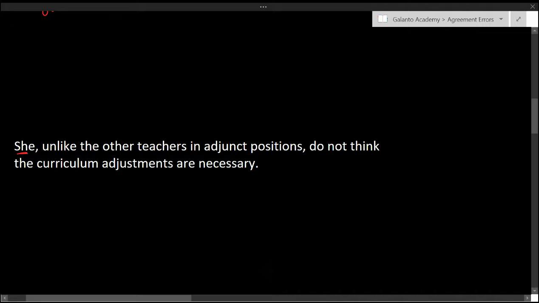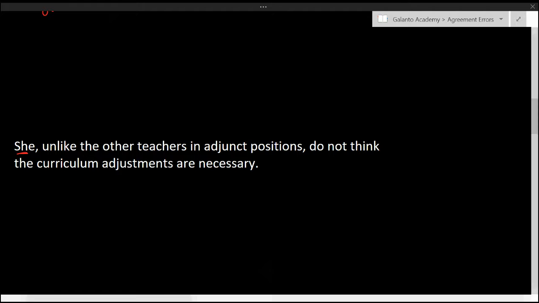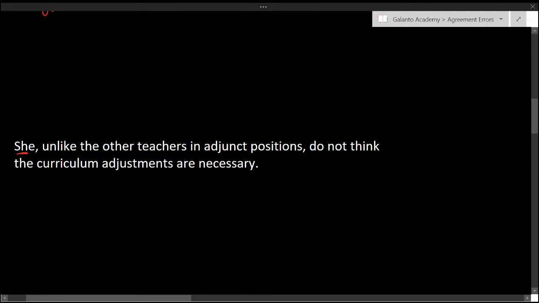So, she, unlike the other teachers in adjunct positions, do not think the curriculum adjustments are necessary. So now identifying our subject and our verb becomes a little bit trickier because there are a lot of other nouns here. But we have to recognize that she is still our subject and our verb is still do. So we have this non-essential interrupter right here. All this extra information between our subject and our verb that we actually don't need to pay attention to. But it sort of acts as a decoy because it sounds like positions do not, and that would sound correct.